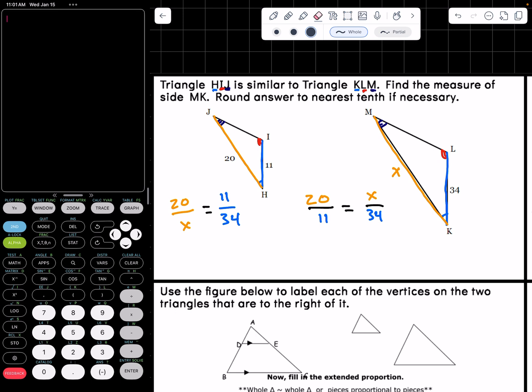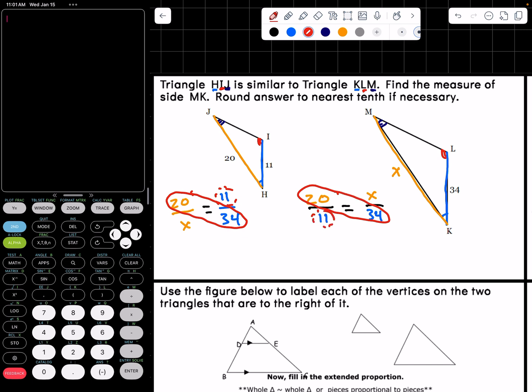So notice we've got those scenarios where 20 is over X, or 20 is next to X if we're looking at the right-hand side. 20 is next to X or 20 is over X, just like 20 is next to 11 or 20 is over 11. So when we're setting those proportions up, that's going to be helpful information. And then solving a proportion, I'm going to do the same thing no matter what. I'm going to cross multiply and divide.